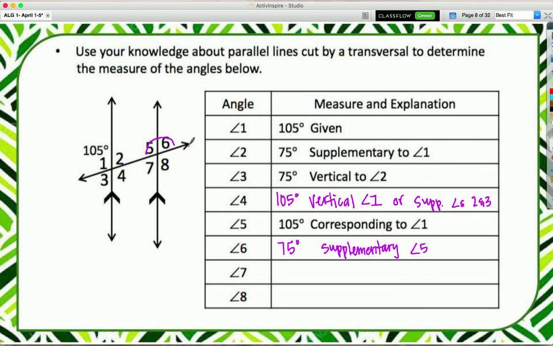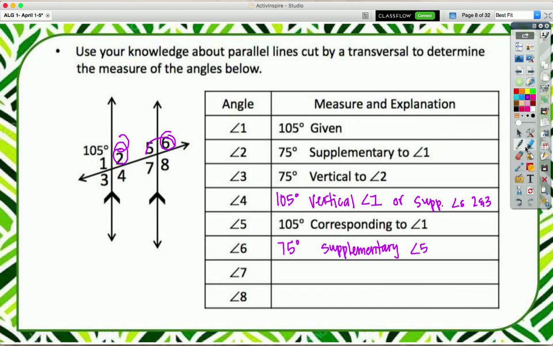So I could have also said, based upon angle 6 and its relationship to angle 2, what would we call those? Corresponding. I could have said it's corresponding to angle 2. So there's multiple relationships here. Okay, so angle 7, Jacob, what do we think that is? 75. What would be your reason there? What's its relationship to 6? Oh, it's corresponding. 7 and 6? Vertical. Okay. Vertical. So vertical to 6.